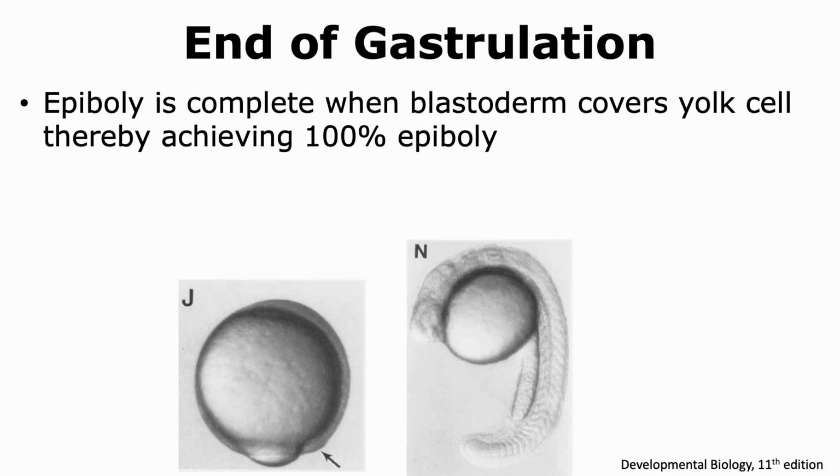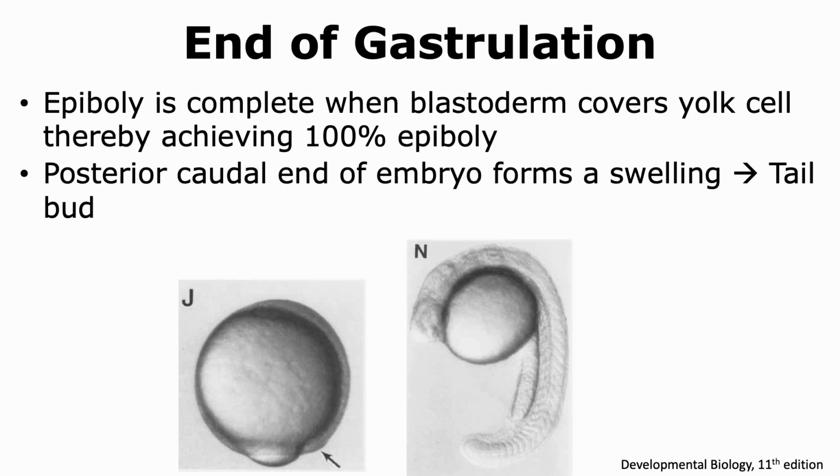Gastrulation is complete when epiboly is complete. So, epiboly is complete when the blastoderm covers the yolk cell by achieving 100% epiboly. And so, we see the entire yolk cell being covered. Now, the posterior caudal end of the embryo forms a swelling that's called the tail bud. And that is what is shown in figure J, where the arrow is pointing, which is the tail bud.